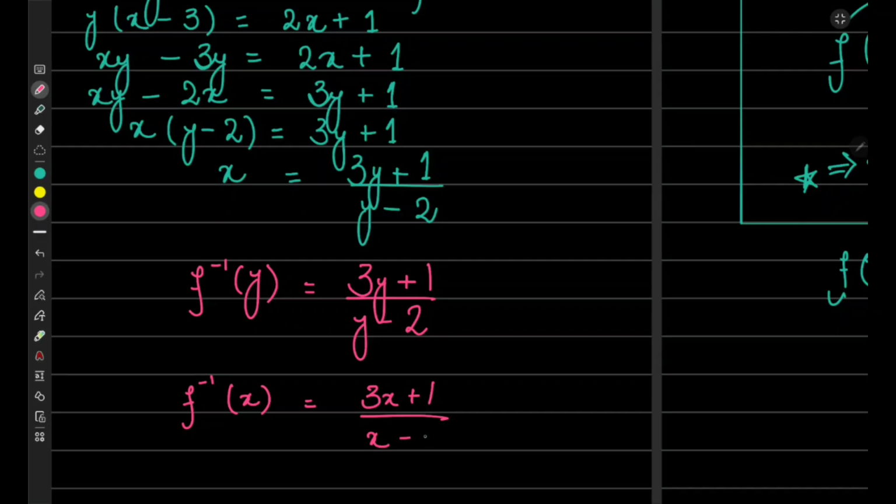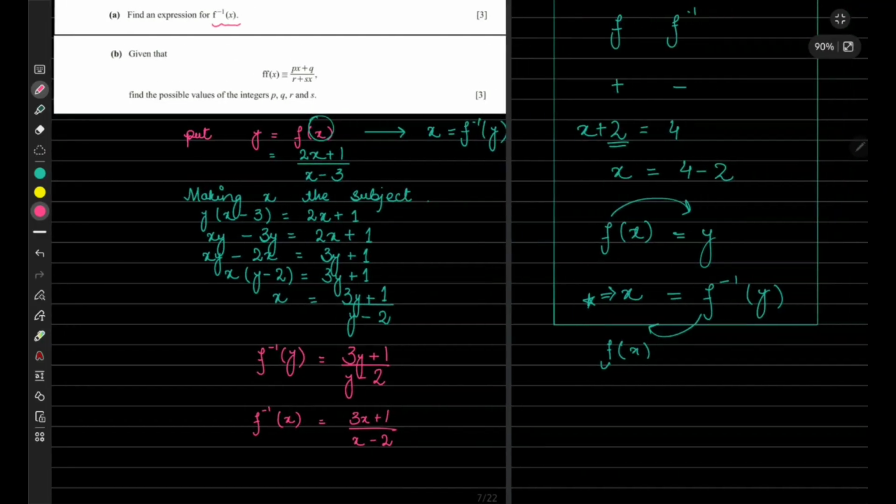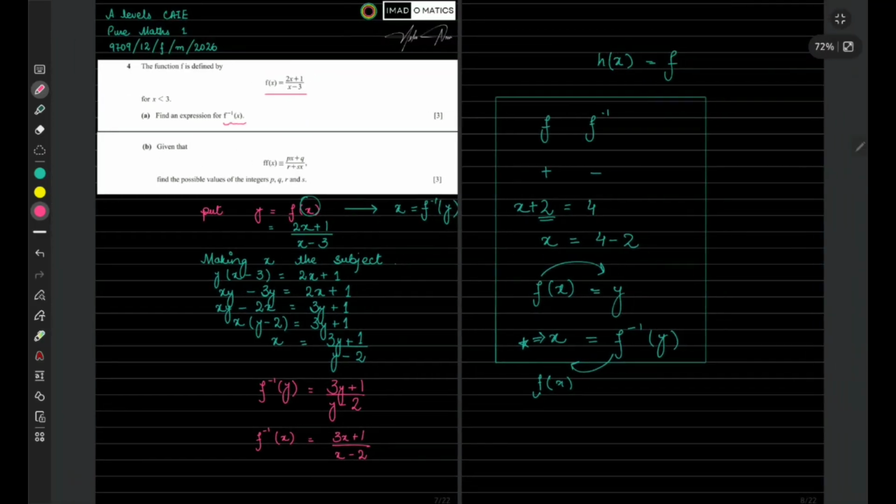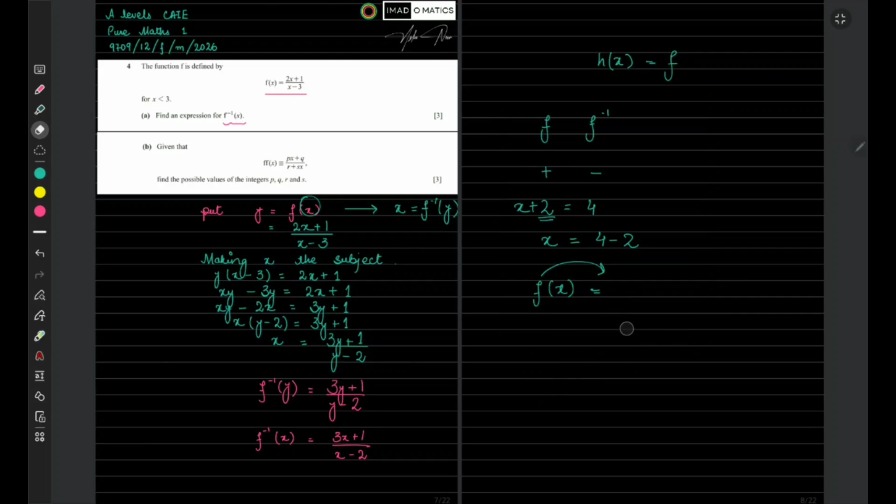We have many ways to do this inverse thing. Some shortcuts you may also know about, but as far as I have seen, this method is a very safe method, because there are very few chances of error in this. If you do it directly, there are many chances that you can go wrong. So that's all about part A. Let's move on to part B.